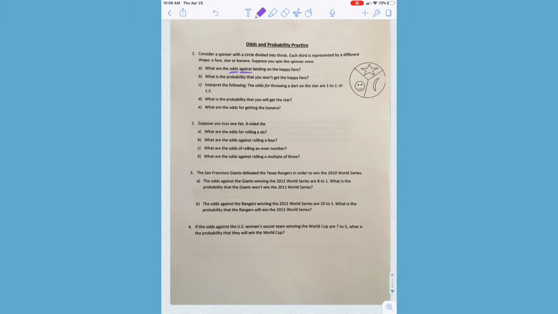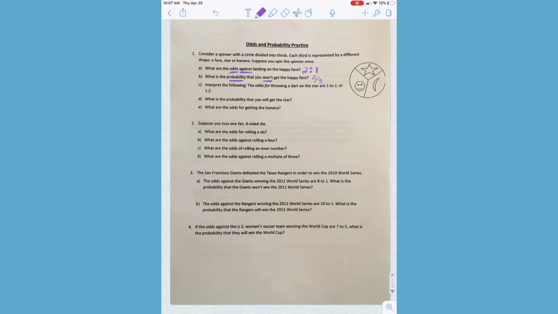So first I write down the chances that I land on something that is not a happy face. I could land on a star or banana, so that is 2. And odds, we learned, we write as a ratio. Now I write the number of happy faces, and there is 1 happy face, so that is my final answer for odds. Whereas in the second problem, I am asking what is the probability that you won't get the happy face? To not get a happy face there are 2 options, but probability looks out of the total, which is 3 items.